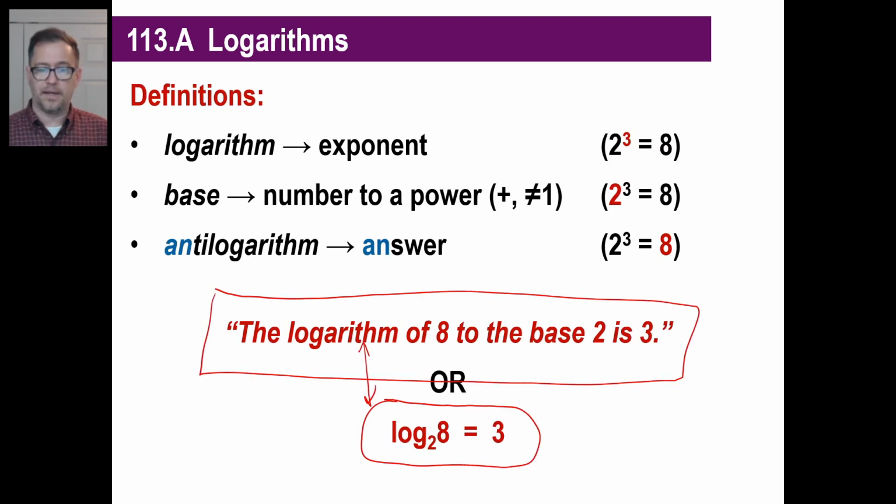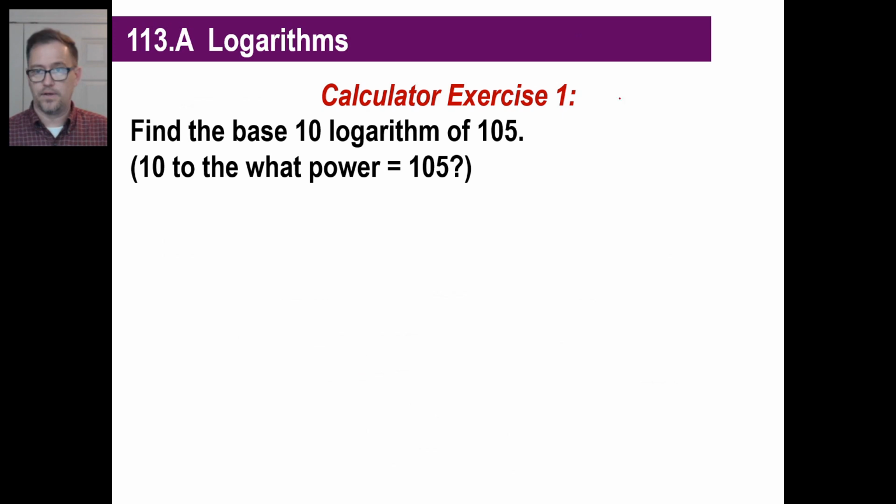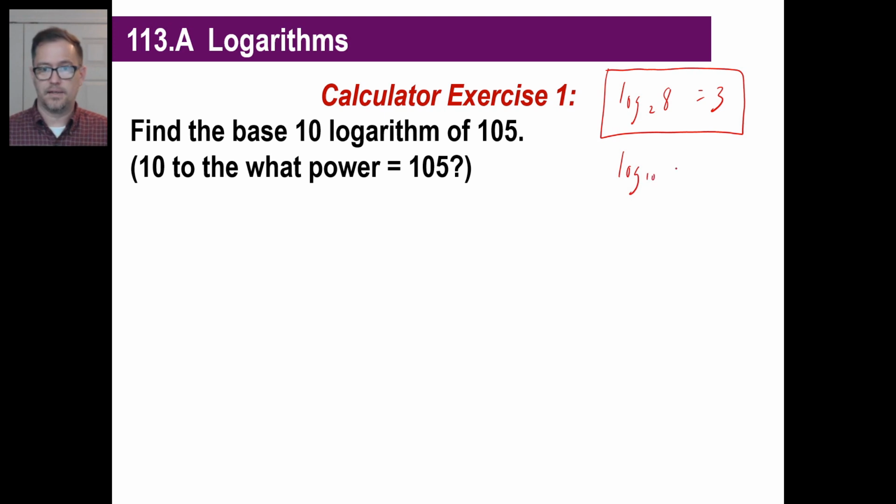Now let's look back again. Log base 2 of 8 equals 3. With this, we could look at it and say, this to that power is that. So, base 10 logarithm of 105: 10 to the what power equals, excuse me, 105? So it might look like this: 10 to the what power equals 105. The question is that; we don't know what this is. Now, you could probably guess. 10 to the second power is 100, right?